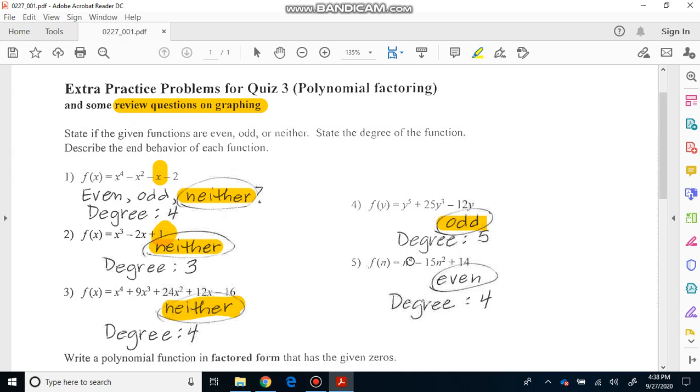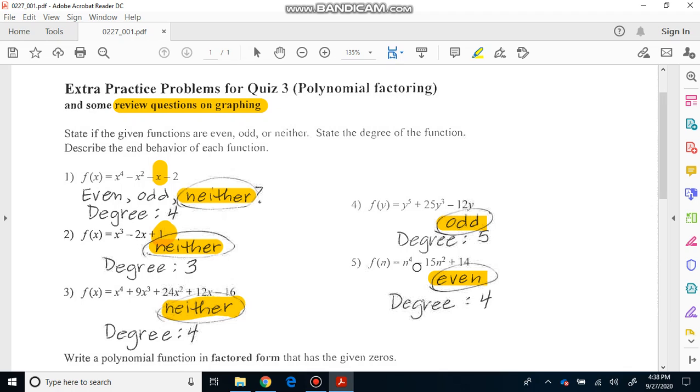Number 5, the exponents are 4, 2, and 0. Those are all even numbers, so this is an even function. And again, this coefficient is odd, but that doesn't matter. We're not looking at coefficients. We're just looking at the exponents.